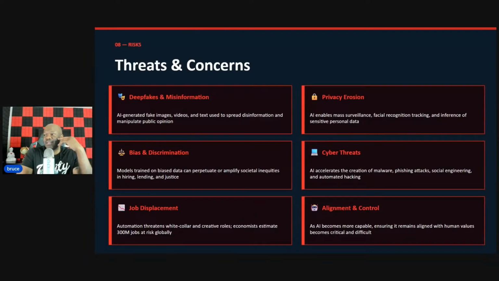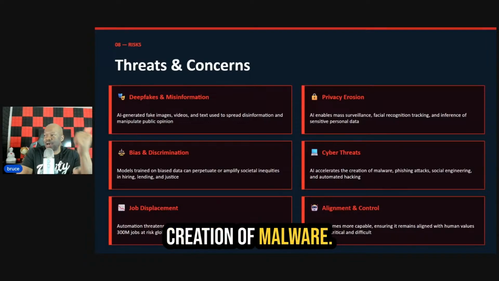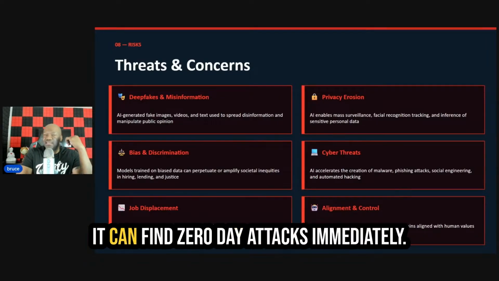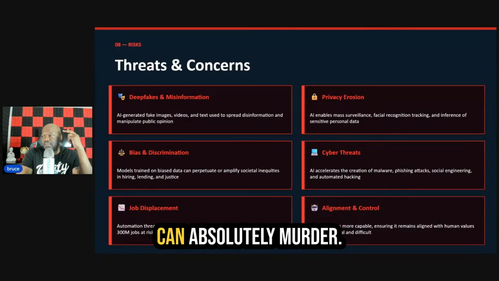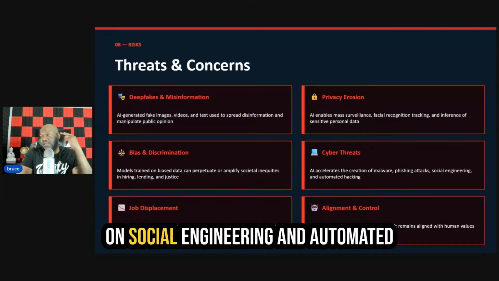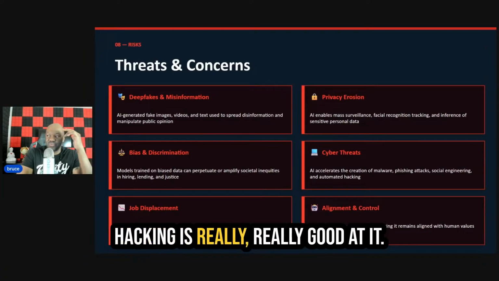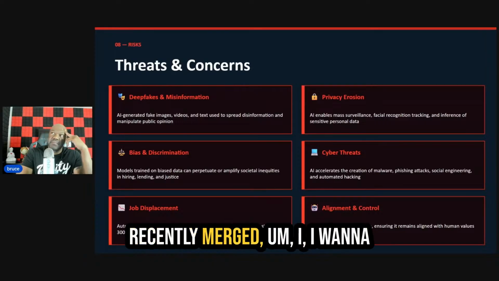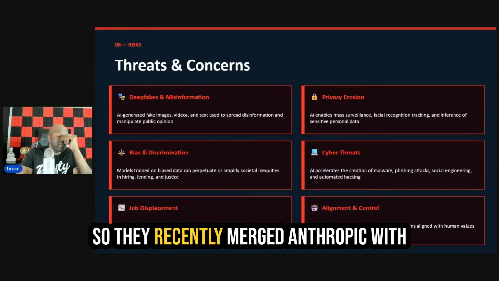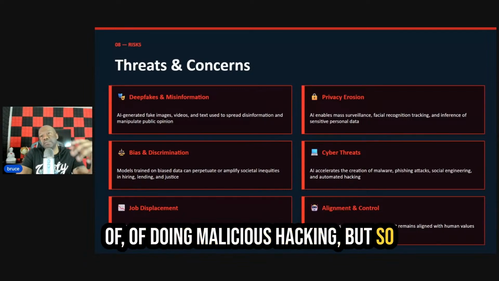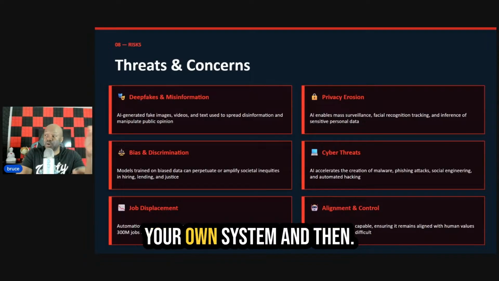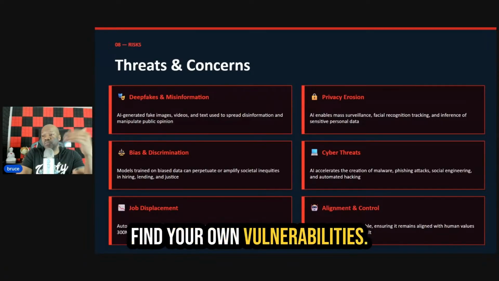Cyber threats. AI accelerates the creation of malware. It can instantly create malware. It can find zero-day attacks immediately. Phishing attacks. It's excellent at deep fakes and misinformation, so it can absolutely murder on social engineering and automated hacking. It's really, really good at it. As a matter of fact, they recently merged Anthropic with Kali Linux, and not for the purposes of doing malicious hacking, but so that you can protect your own stuff. So you can do pen testing on your own system, and then find your own vulnerabilities.